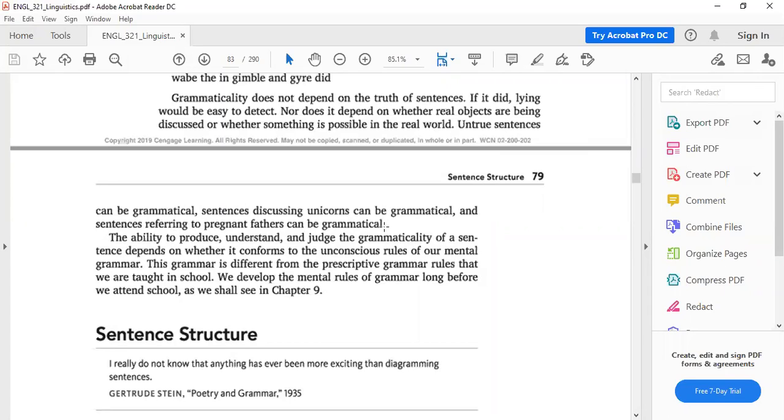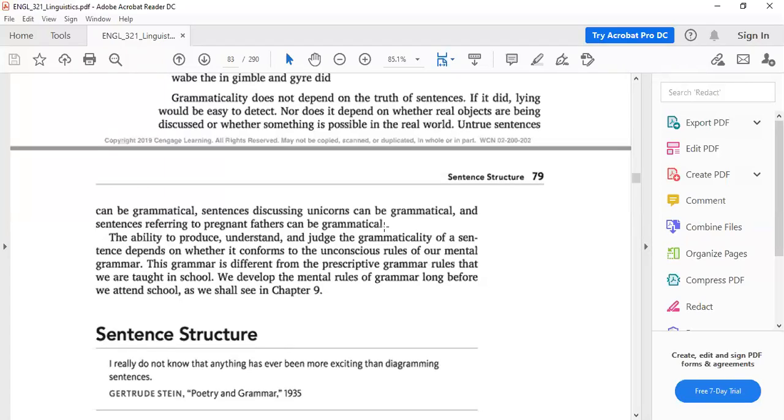Pregnant fathers can be grammatical? Yeah, of course. If someone mistakenly said that my father is pregnant, in this case, it is grammatical. Grammatically or syntactically speaking, this sentence is grammatical. It follows the rules. But semantically speaking, it is not true, because it doesn't have a truth value.